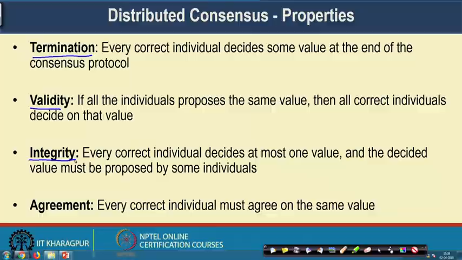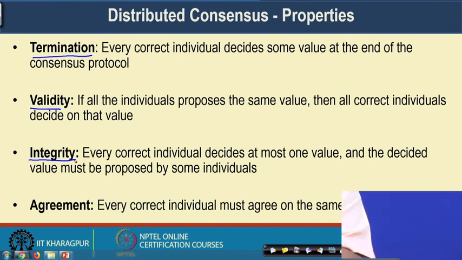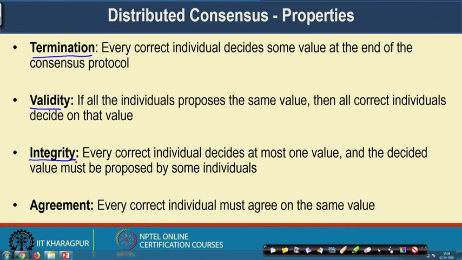The third property is integrity. The integrity property says that every correct individual decides at most one value, and the decided value must be proposed by some individual. So, the integrity property ensures that the consensus value should not deviate from the values proposed by individuals in the network. You should not get a value of 20 in the consensus if none of the nodes in the network proposes a value of 20. So, this is the integrity, or the third property, of a consensus protocol.